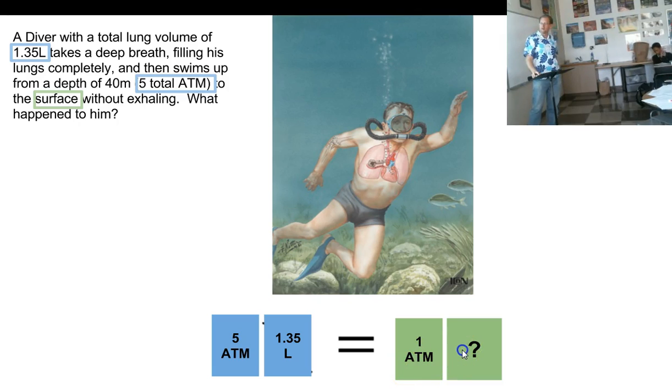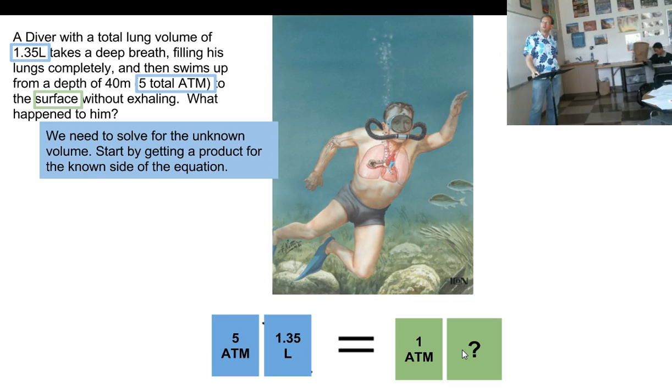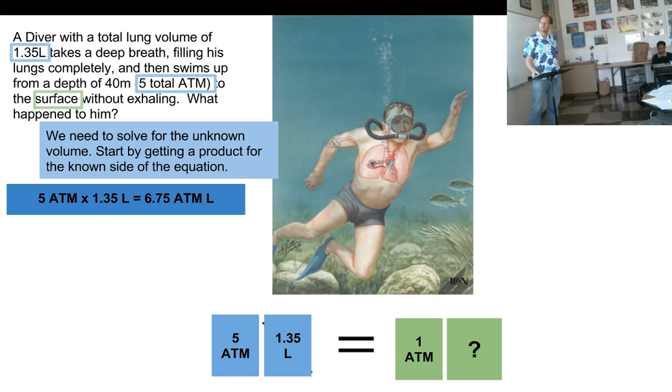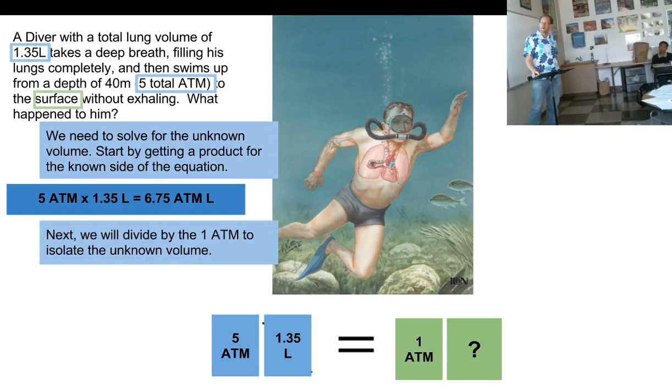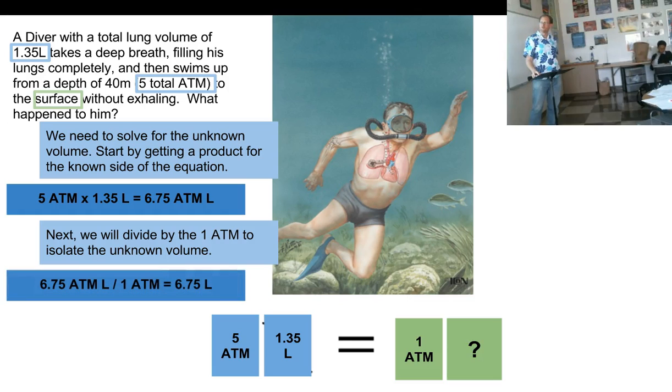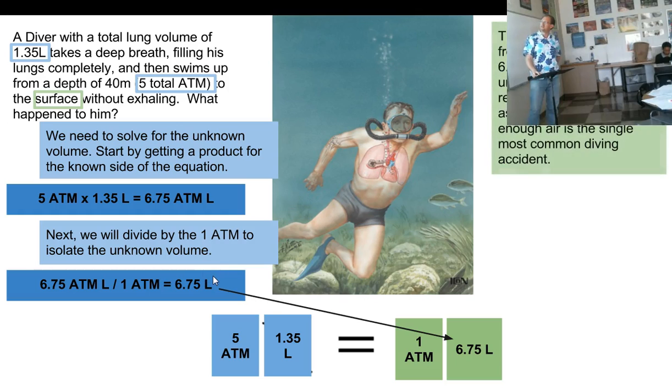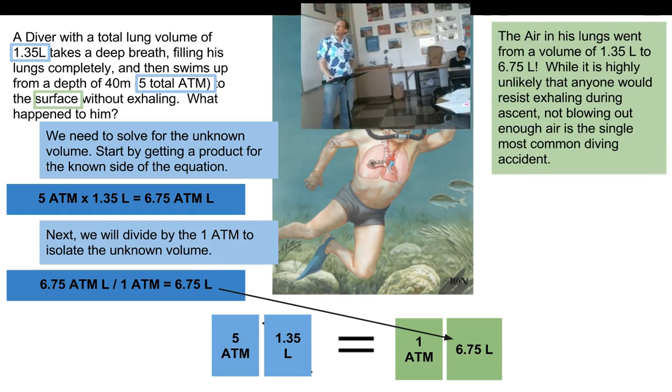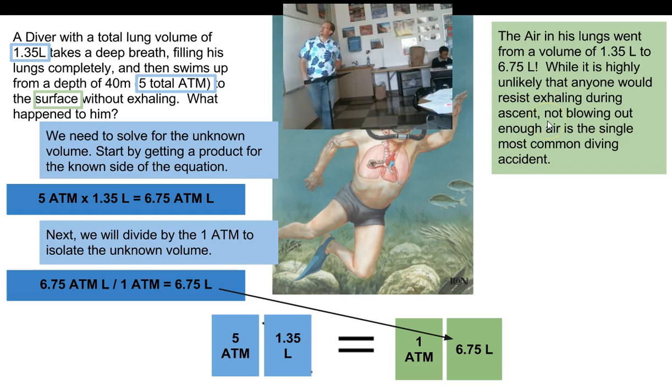What happens to the air in his lungs? So we just solve for the unknown volume, starting by getting a product for the known side. So 5 times 1.35 is 6.75. And then we divide by the 1 atmosphere to get the unknown volume. So his lungs go from 1.35 liters of air to 6.75 liters of air. He explodes is the answer, right? It would be the last dumb thing he ever does. So the air in his lungs went from a volume of 1.35 liters to 6.75 liters.